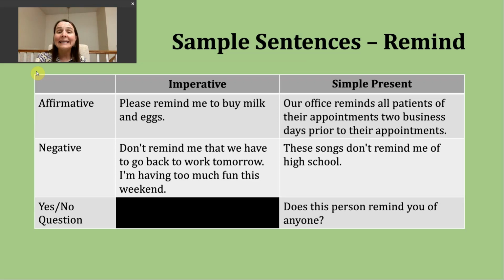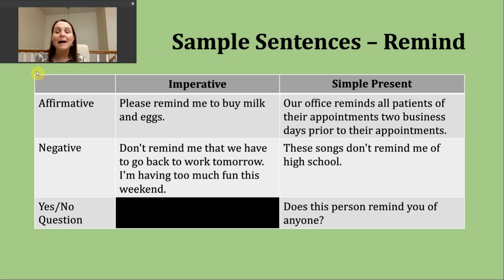Now, if you want to make a negative simple present sentence, our structure is going to be to pay attention to the subject again. If the subject is I, you, we, or they, we're going to use do not and then the base verb. And if our subject is he, she, or it, we'll use does not and then the base verb. So notice, we're not adding an S to the end of the verb in the negative. You can see that in the example here.